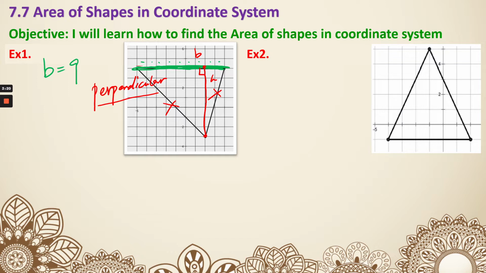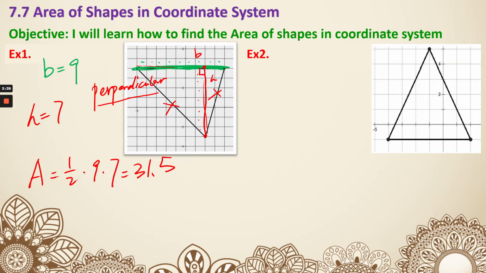And since the base is a horizontal grid line, then of course the height is going to be a vertical grid line to form a 90-degree angle. And then we can just count 1, 2, 3, 4, 5, 6, 7. My height is 7 in this case. My area is 1/2 times 9 times 7, which is 31.5.